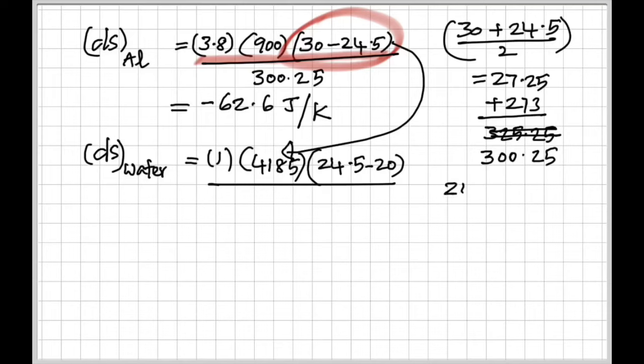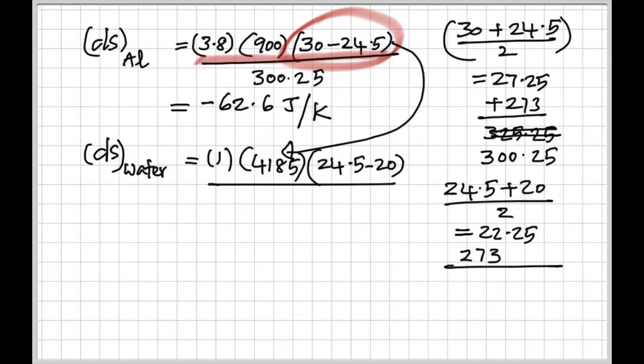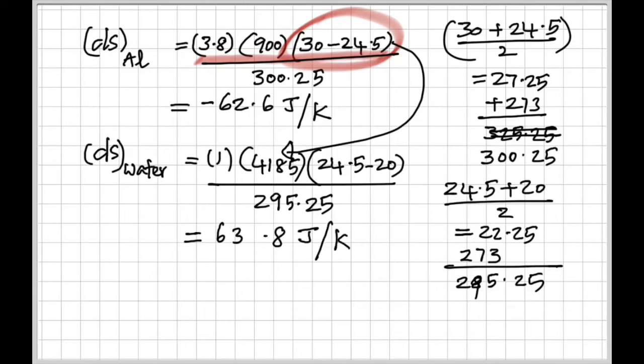What's the average? 24.5 plus 20 by 2, which is 22.25. Add 273 to that. 295.25. 295.25 there. And you get a number here. How much? 63.8. That's where the whole story starts.